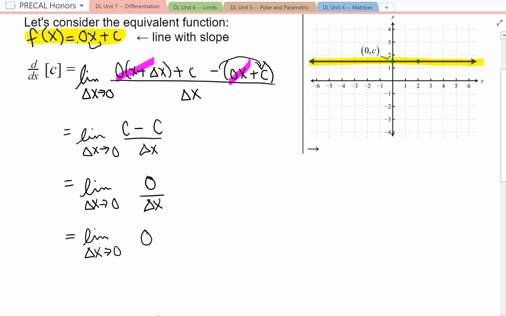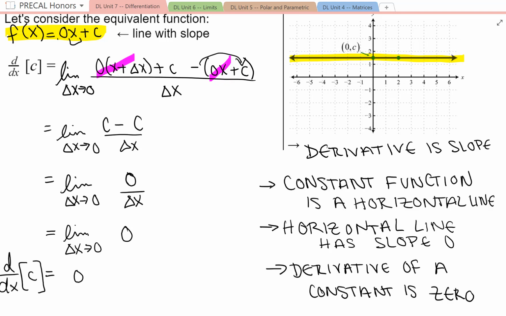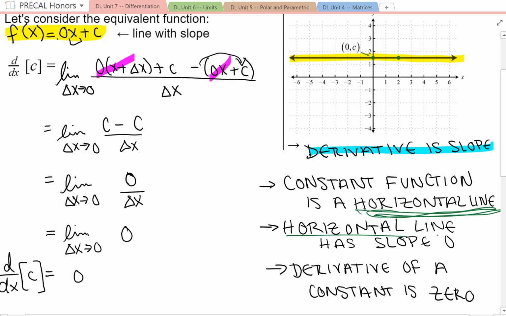The limit of a constant as x approaches anything is simply that constant. The derivative with respect to x of a constant is equal to 0. This actually makes sense logically because the derivative is slope. A constant function gives us a horizontal line. A horizontal line gives us a slope of 0. Therefore, the derivative of a constant is 0.